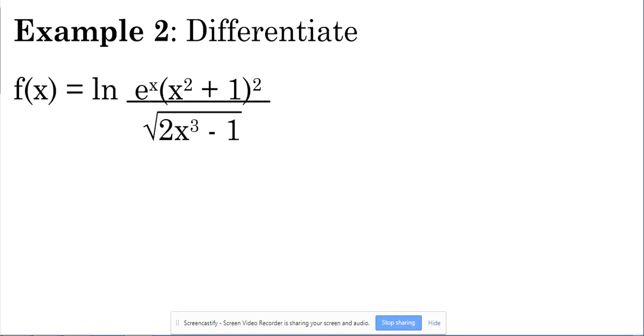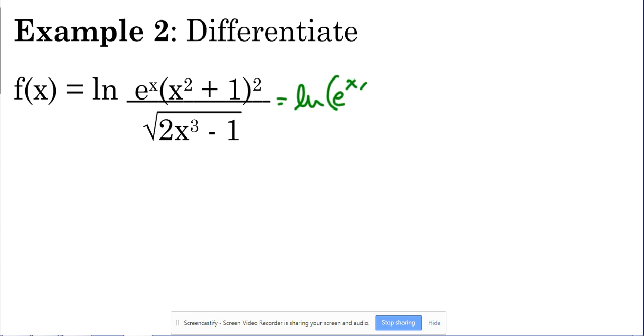So those weren't that bad, but look at this thing right here. This is nasty. But if we use our properties of logs, it's really not that nasty, okay? So let's kind of break it down. Overall, we've got a quotient, right? So let's start with that.